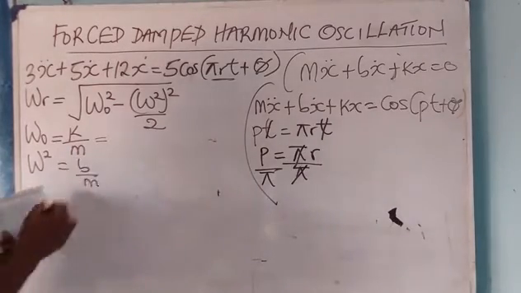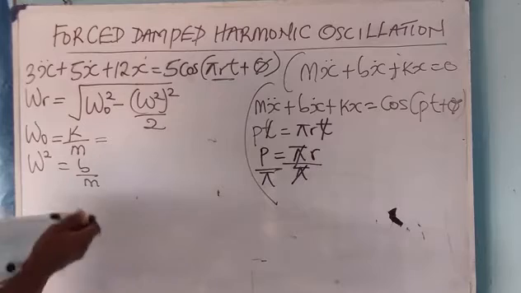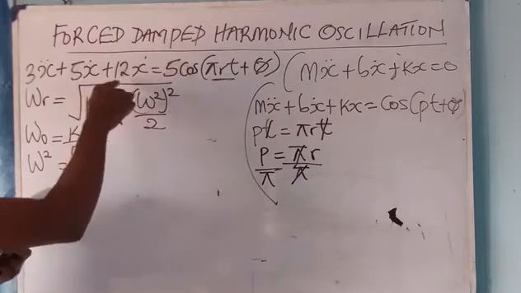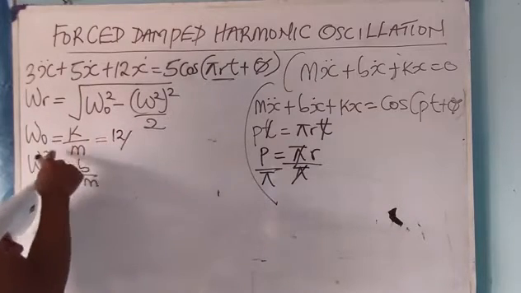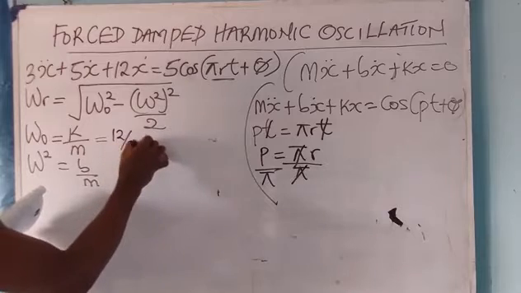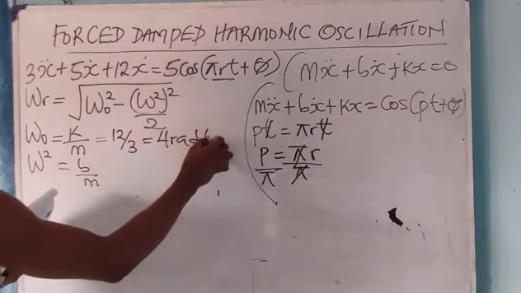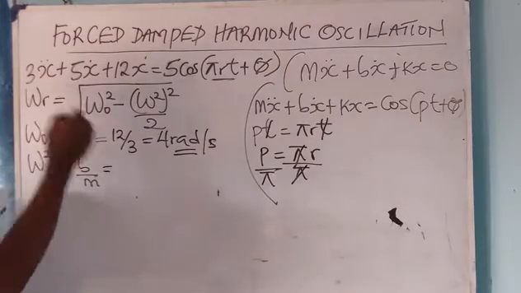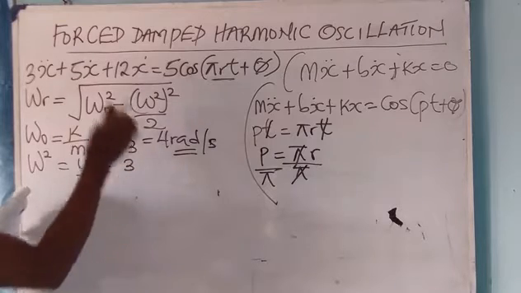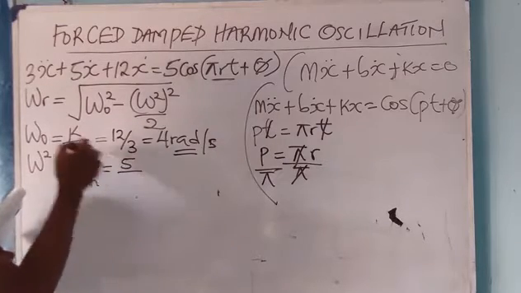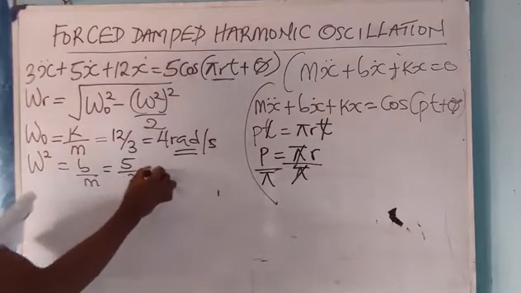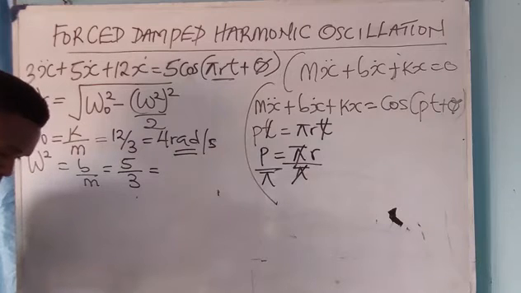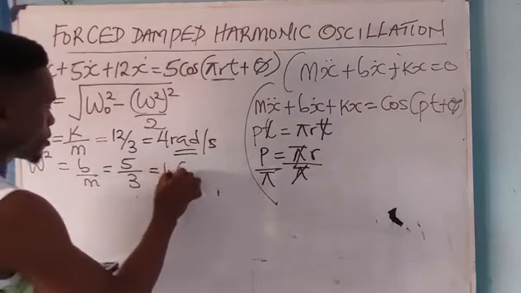The same procedure is required. So in doing that, what is occupying the position of k? 12. You now have 12 over, then what about m? 3. And that will give us 4 rad per second. What is occupying the position of b? 5. Then m is 3. So 5 divided by 3 equals 1.67.